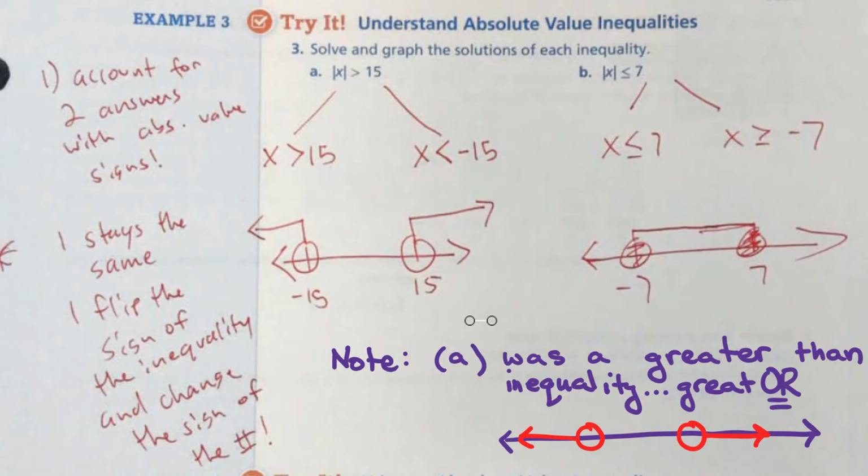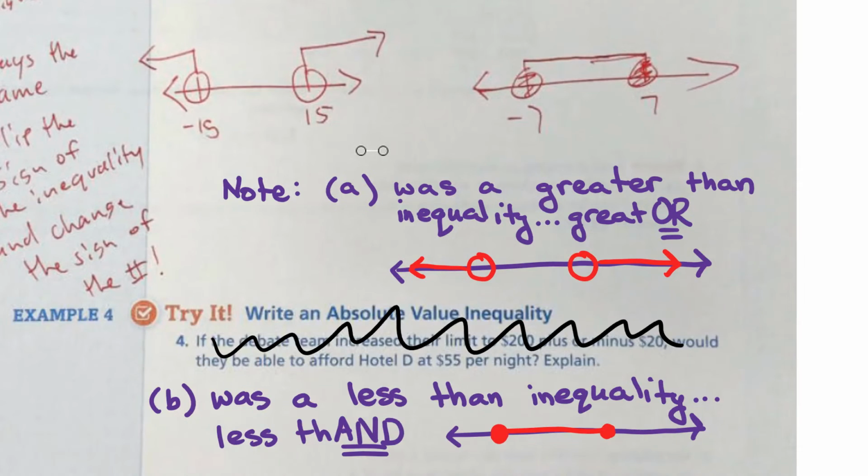Let's add one more reminder, just a note on part A. Remember with part A, our inequality was a greater than. So when you say that, a greater than inequality, those are the ones that go out. You're either less than negative 15 or greater than positive 15. And then for part B, the inequality was a less than. Think less than. Okay, that's kind of silly, but you get the point. With the less than, these are inequalities that go in. So we need to be both greater than or equal to negative 7 and less than positive 7.